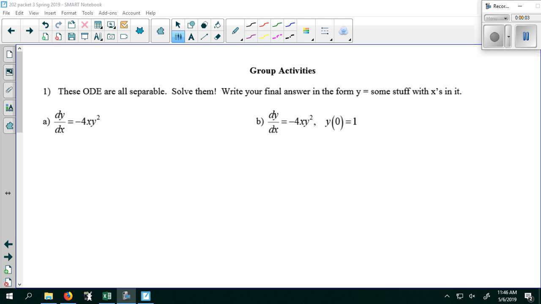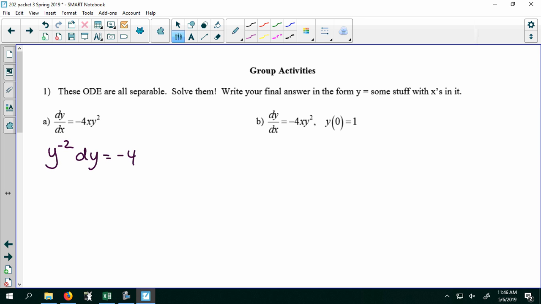These ODEs are all separable. Let's solve them. dy/dx equals negative 4xy squared. So I'm going to move all the x's to the right and the y's to the left, and I'm going to have y to the negative 2 dy equals negative 4x dx.